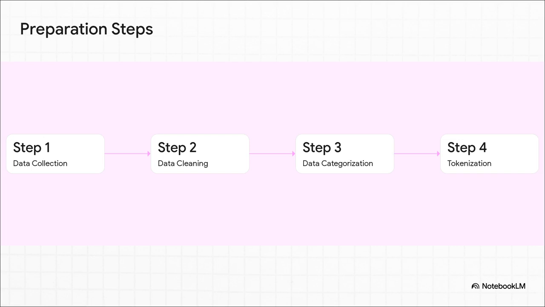And this prep work happens in 4 main steps. First, you gather just unimaginable amounts of text. Then you gotta clean it all up, get rid of personal info, weird formatting. After that, you sort it into categories, and finally, you do this really critical step called tokenization.